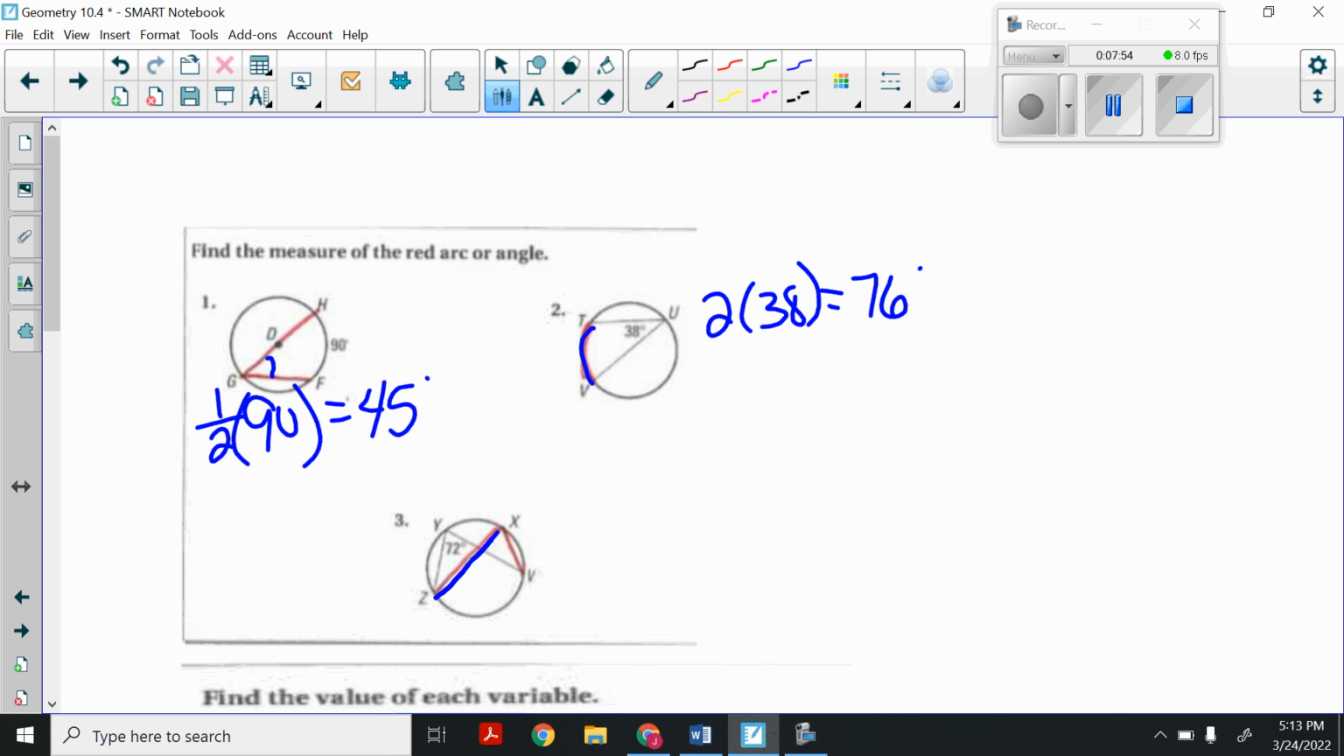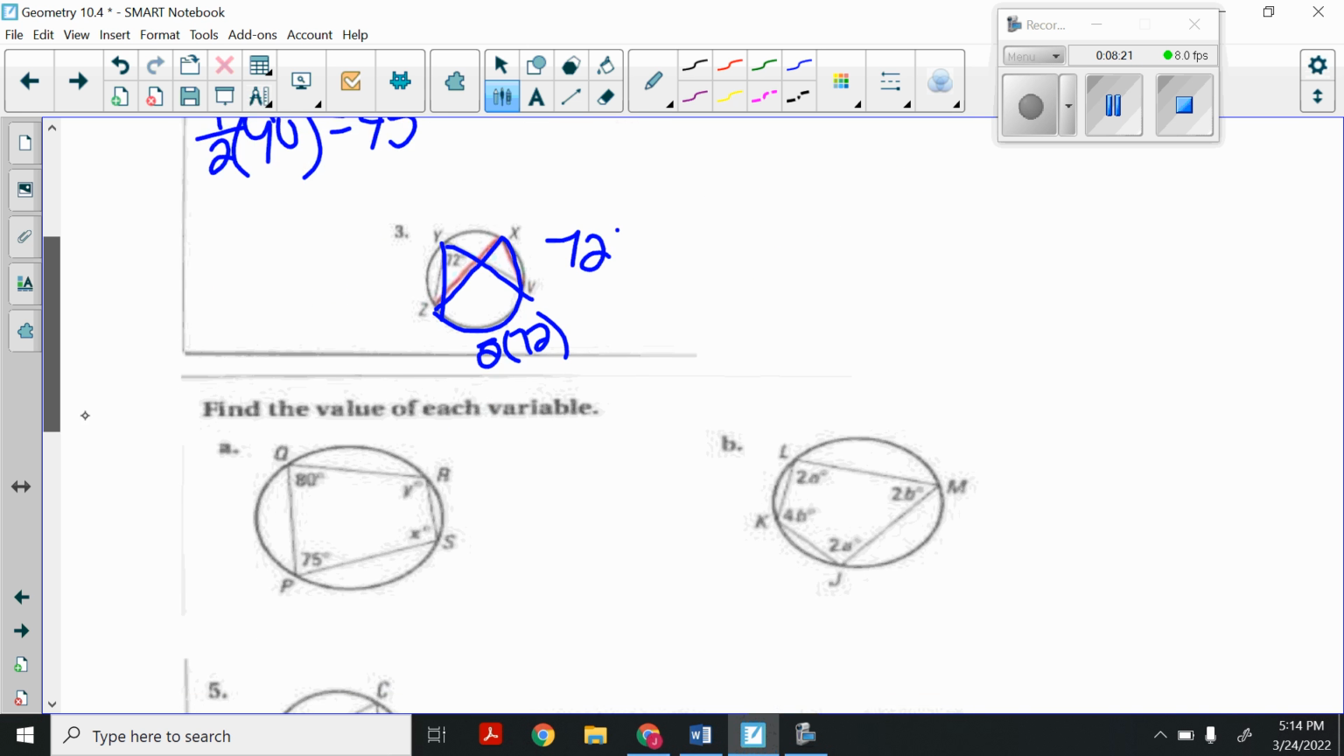Here I'm looking for this angle right here. I know it's going to be half of this arc. This angle intercepts the same arc, so I know that that's 2 times 72 out here. But remember, we had the theorem that told me that if two angles intercept the same arc, then the angles are congruent, so I know that that angle is 72 degrees in there as well.